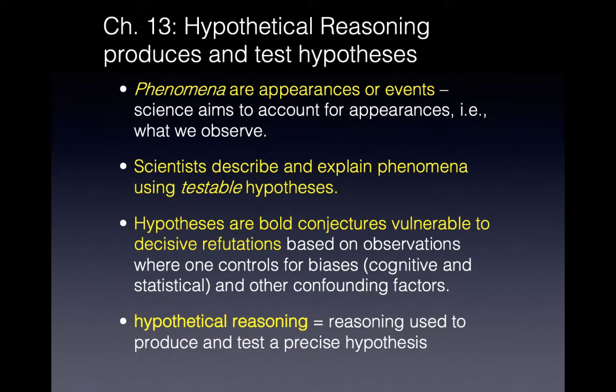Data. Scientists describe and explain phenomena using testable hypotheses. In short, it's not a testable hypothesis unless it's something we could discover to be false under controlled observations. Hypotheses are bold conjectures, vulnerable to these decisive refutations, based on observations where you control for biases, cognitive and statistical, and other confounding factors. So hypothetical reasoning is reasoning used to produce and test precise hypotheses.